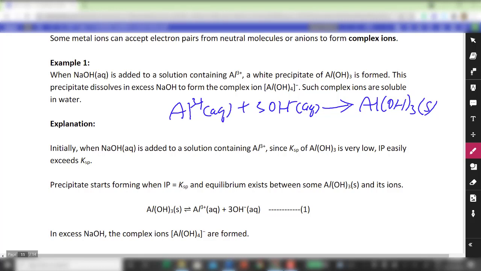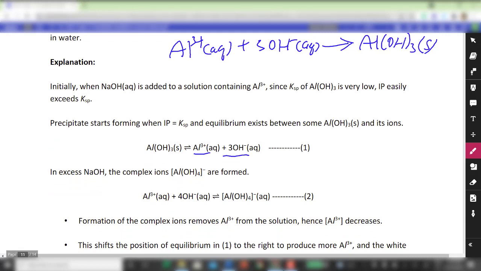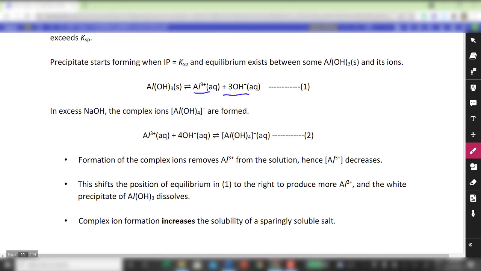And then after that, there will be a small amount of Al3+ and OH minus maintained by virtue of the Ksp value. However, when you add excess OH minus, you notice that the white ppt dissolves to form a colorless solution. This colorless solution is actually a complex known as aluminate. So why is that the case? Why is it that the formation of aluminate will encourage the dissolution of aluminum hydroxide?